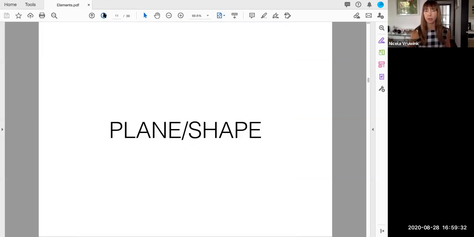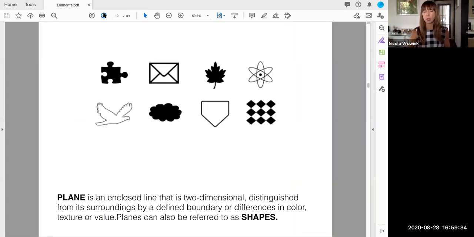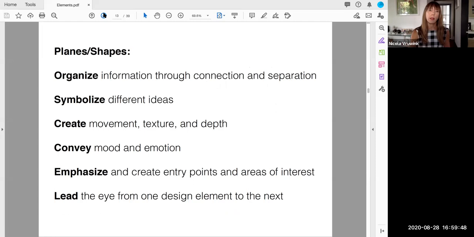Okay, so after line, we have plane and shape. And planes and shapes really rely on lines, because a plane is an enclosed line that's two-dimensional. It's distinguished from its surrounding by a defined boundary or a difference in color or texture or value. Planes can commonly be referred to as shapes. So planes or shapes do things for us. They can organize information through connection and separation.